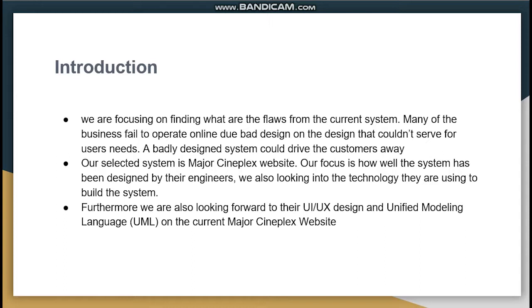Our focus is how well the system has been designed by the engineers. We are also looking into the technology they are using to build the system. Furthermore, we are also looking at their UI/UX design and Unified Modeling Language, or UML, on the current Major Cineplex website.